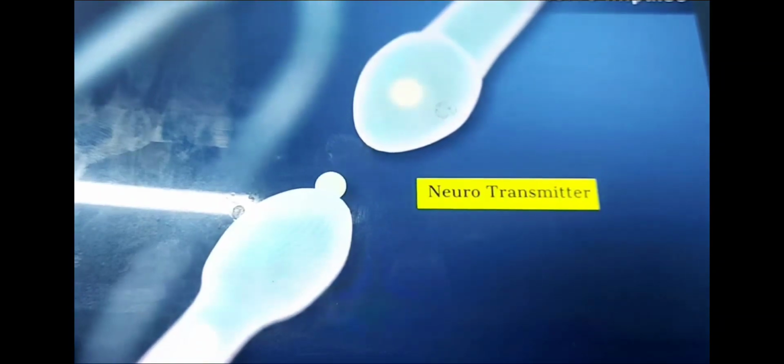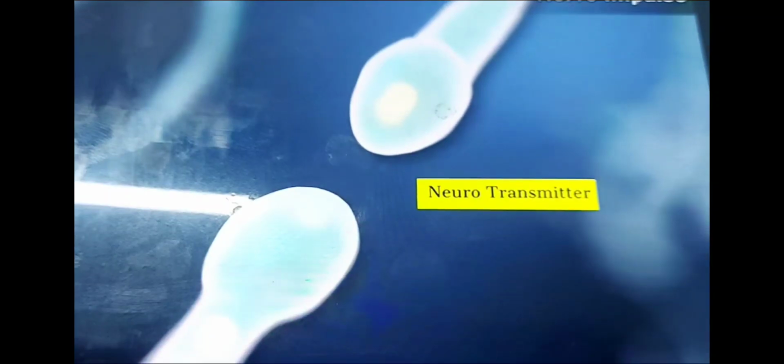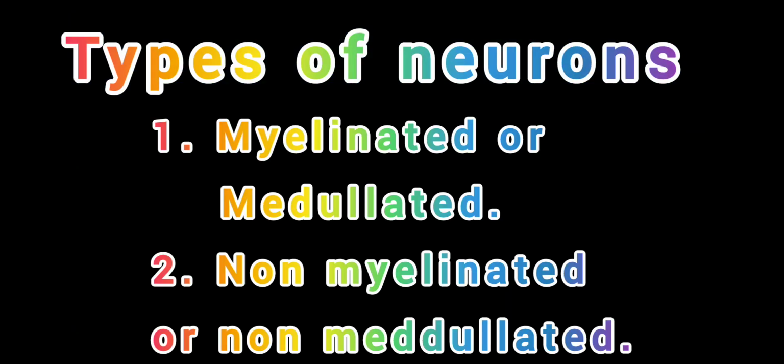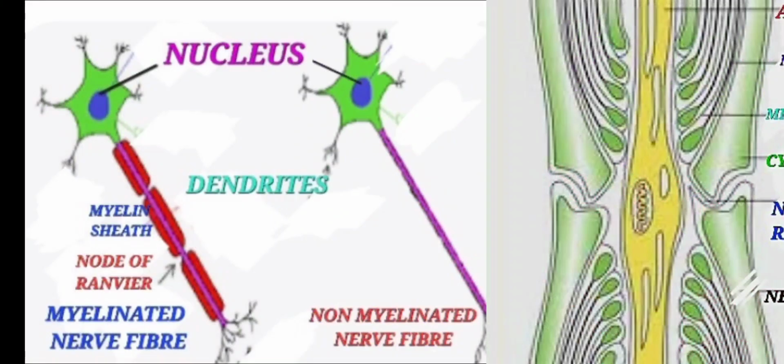Now we come to the classification of neurons. Firstly, based on the presence or absence of the medullary sheath. There may be a protection provided by an insulating sheath of myelin around the axon, which increases the speed of transmitting impulses. When this is present, they are called medullated or myelinated nerve fibers. These medullated or myelinated nerve fibers are particularly present in the peripheral nervous system.